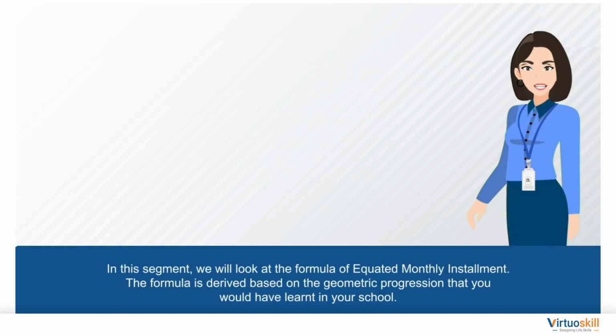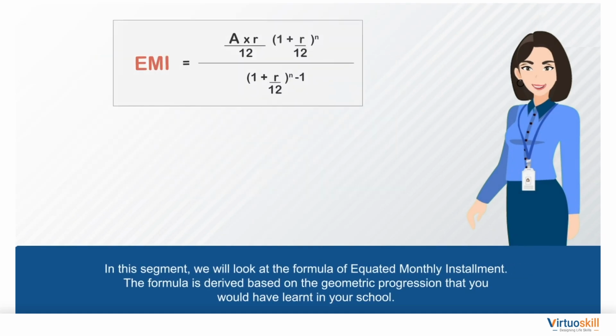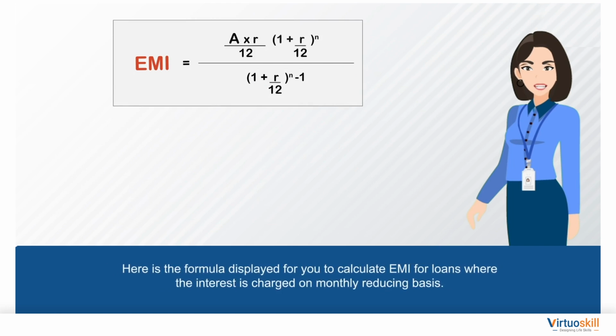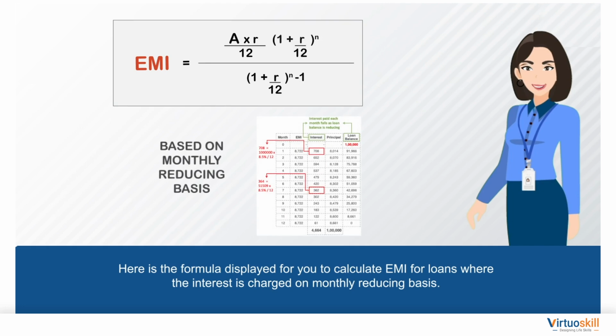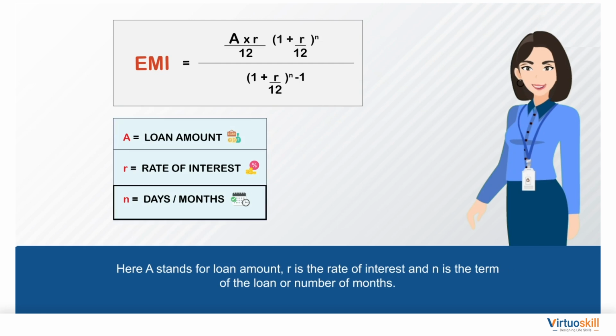In this segment, we will look at the formula of equated monthly installment. The formula is derived based on the geometric progression that you would have learnt in your school. Here is the formula displayed for you to calculate EMI for loans where the interest is charged on monthly reducing basis. Here, A stands for loan amount, R is the rate of interest, and N is the term of the loan or number of months.